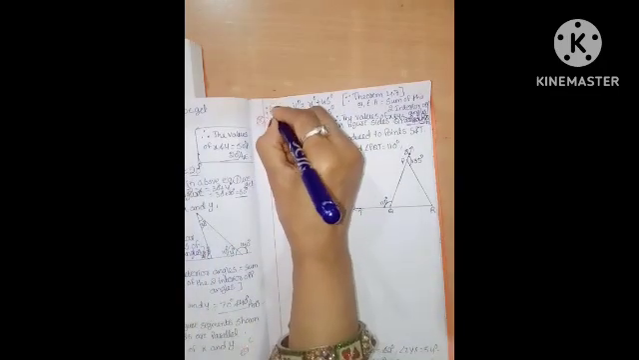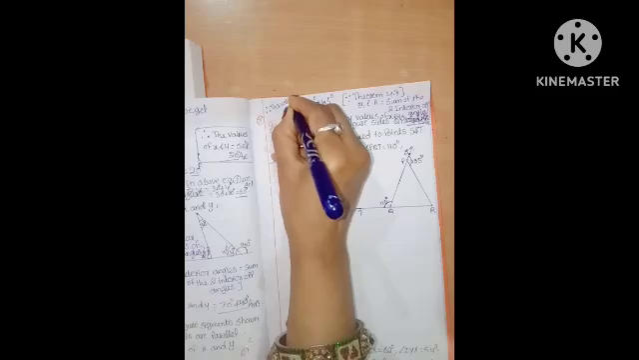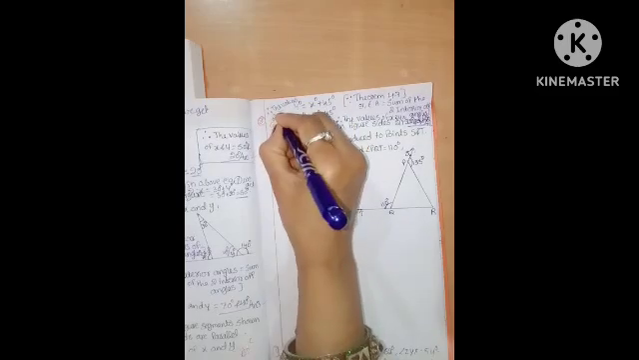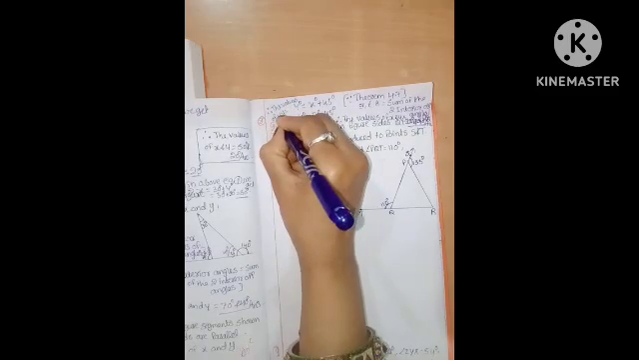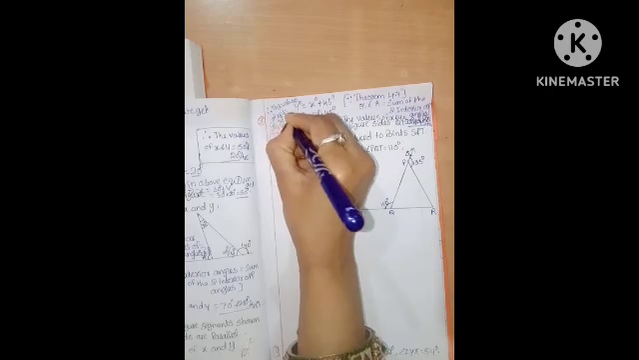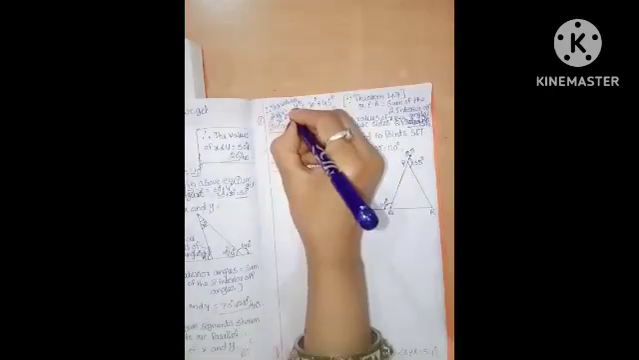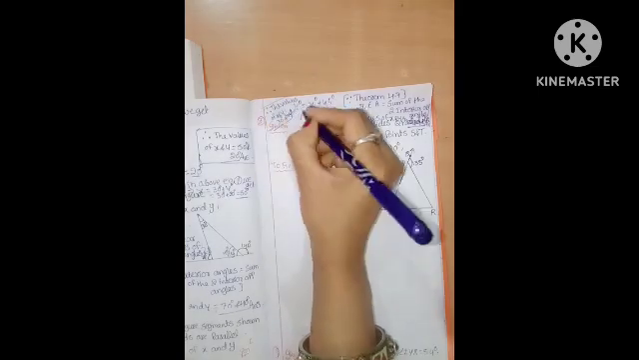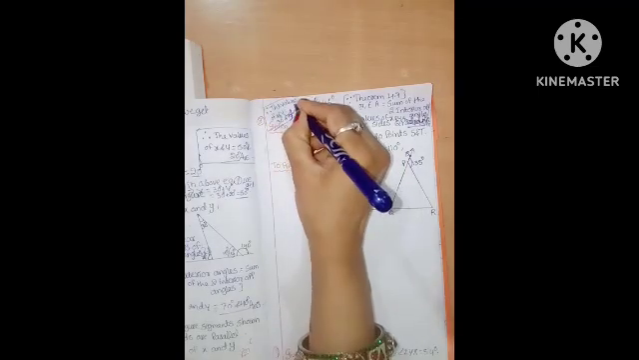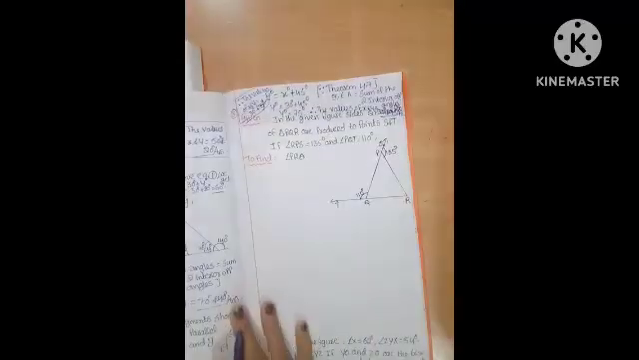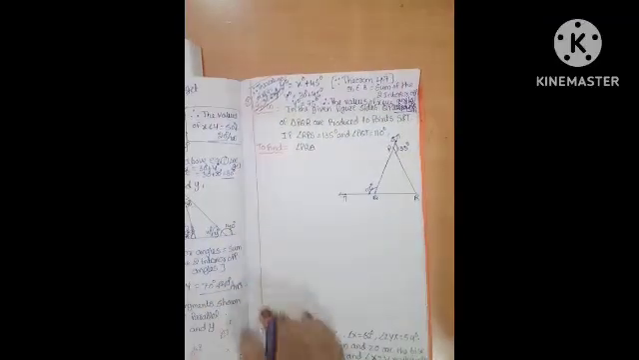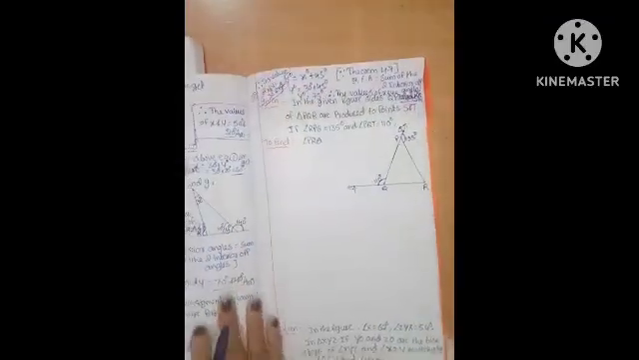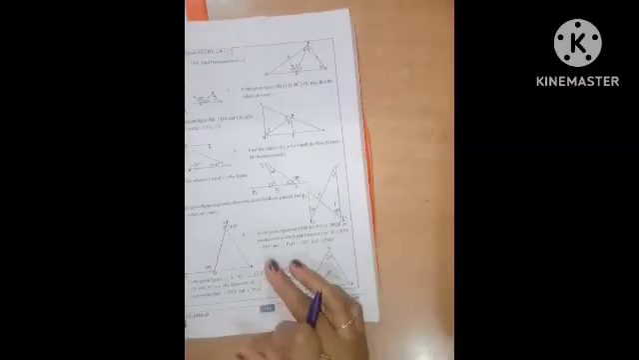Are you understood? Otherwise, write it here: the values of x and y are 30 degrees and 75 degrees. This is the final answer. We write it here only because there is no space, so that's why I am writing it here. Are you clear? Very simple, the problem's solution is over, and next we'll move on to the next question.